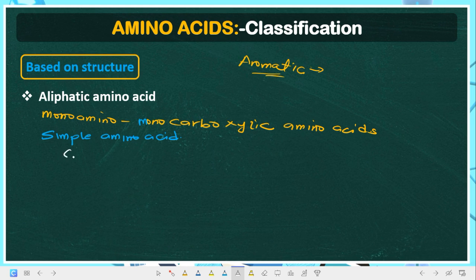Glycine is COO minus, are we getting it now? Then we have C, and this is NH3 positive, and then we have H and H. Now this is the structure of glycine. So under monoamino, monocarboxylic amino acid, we have the simple amino acid like glycine.